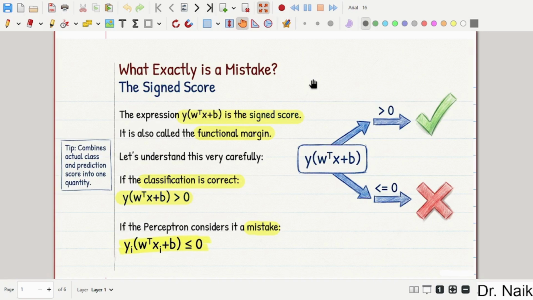Today we will continue to learn perceptron. So let us understand what exactly is a mistake.